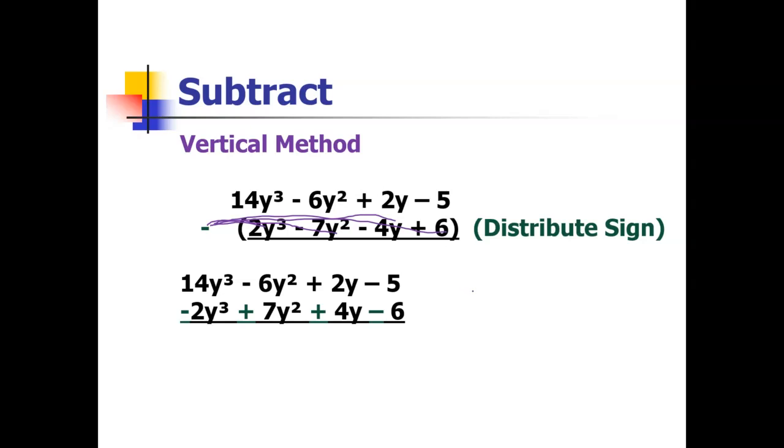And now we will simply add the way we add. 14 minus 2 will be 12y cubed. -6 plus 7 is positive y squared. Positive 2, positive 4, positive 6y. Minus 5, minus 6 will be giving you -11. And this is already arranged in the descending order. So for the vertical method, just remember when you are adding, you simply go ahead and add. When you're subtracting, you must change the sign first for the second polynomial before you add.